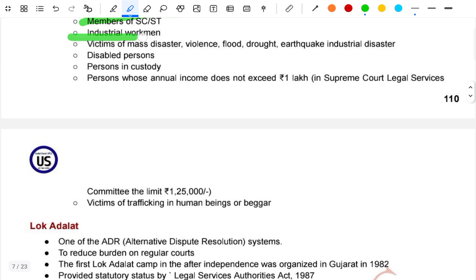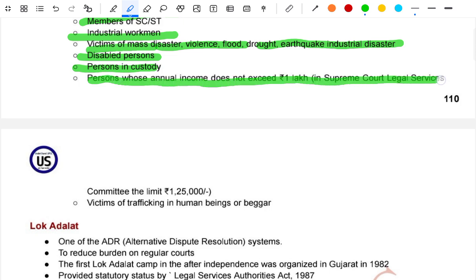Also eligible are industrial workmen, victims of mass disaster, violence, flood, drought and earthquake, industrial disasters, displaced persons, persons in custody, and persons whose annual income does not exceed 1 lakh. In the Supreme Court Legal Services Committee, the limit is 1,25,000. Victims of trafficking in human beings and beggars are also eligible.